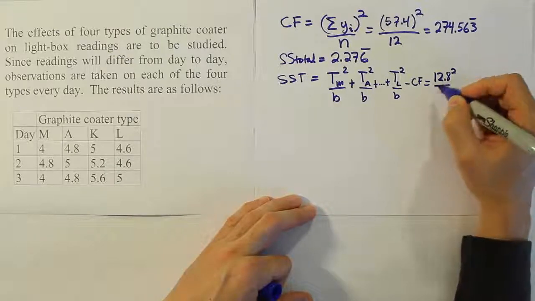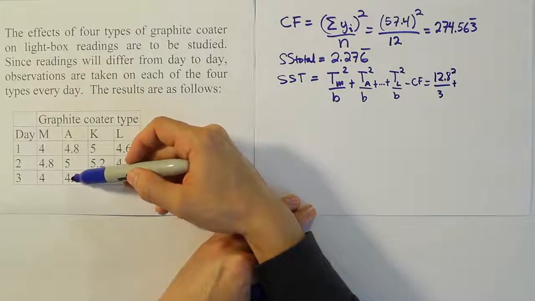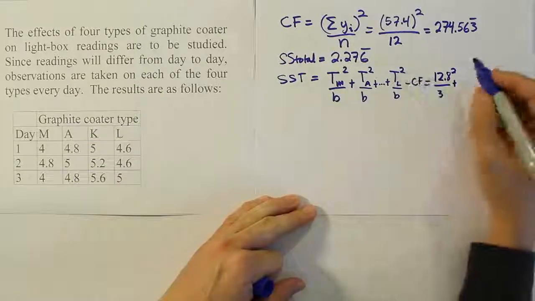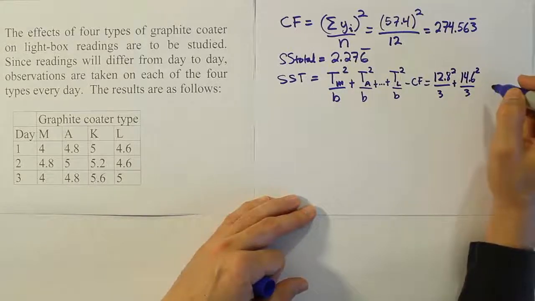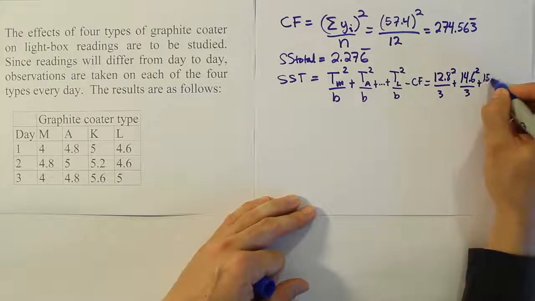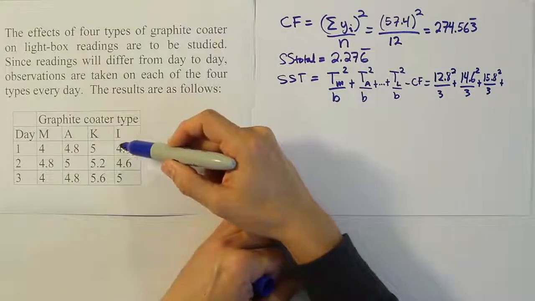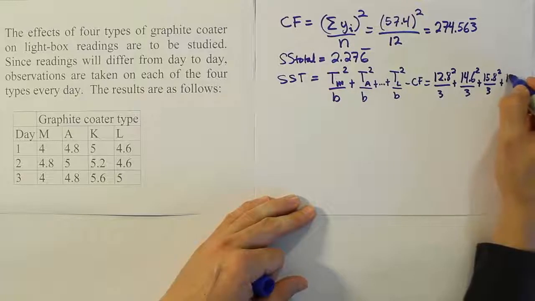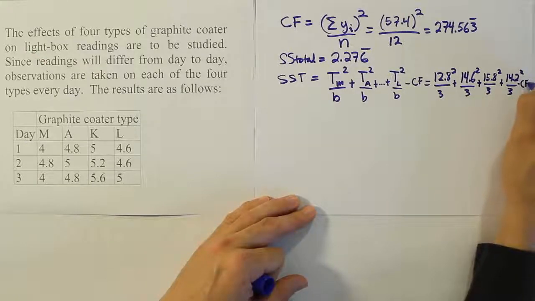12.8 squared over 3 plus, here we'll have 9 is 13, and then 14.6 squared over 3. And then we'll do the next one, it's going to be 15.8 over 3 plus 15.8 squared over 3 plus, that's 9.6, so 14.2 squared over 3 minus our correction factor. So minus the correction factor in the problem.